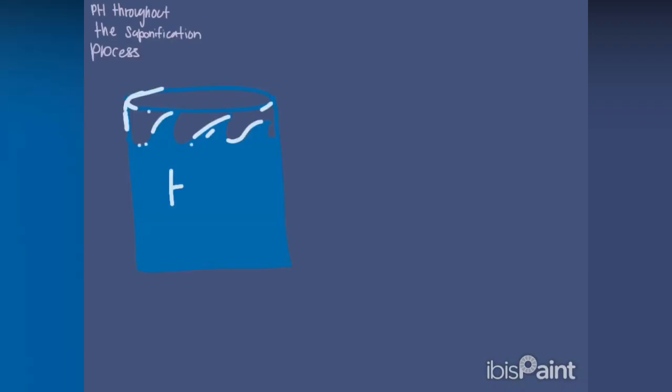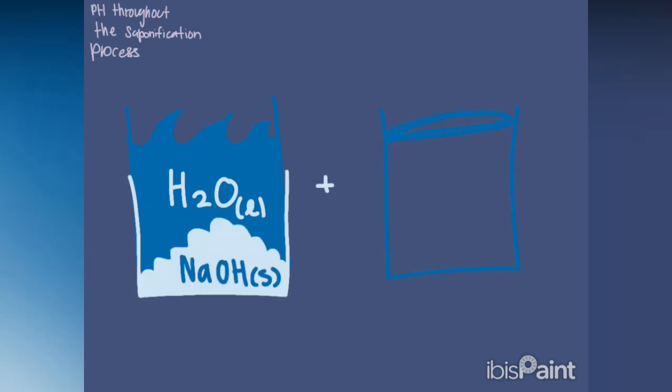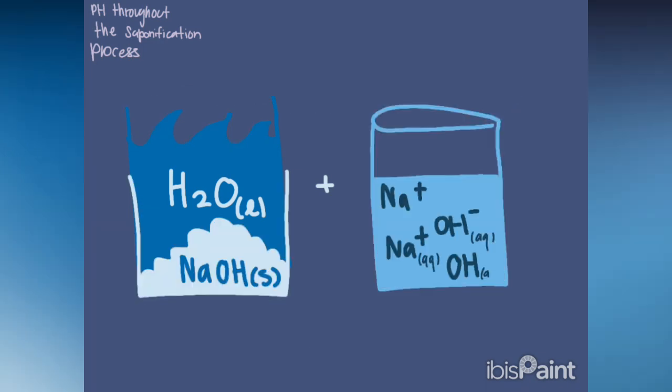So what's the pH throughout the saponification reaction? We're reacting water, a pure liquid, with sodium hydroxide, a very strong base, and so the resulting solution will be very basic. And this will also be exothermic as well.